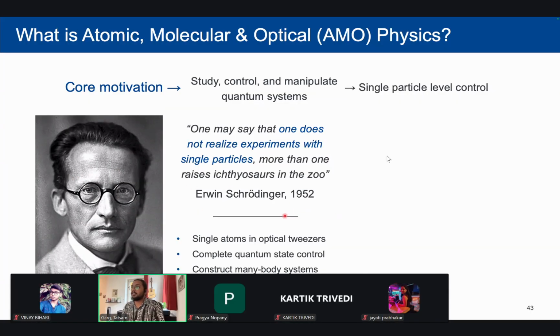Yeah. Thank you. Anyway, so this was in 1952. I don't know what the progress with dinosaurs is, but I want to tell you that in AMO physics, not only can we very much work with individual particles, we can bring them down to their basic quantum nature and then systematically construct many body systems to study phenomena that emerge from all of these things coming together.